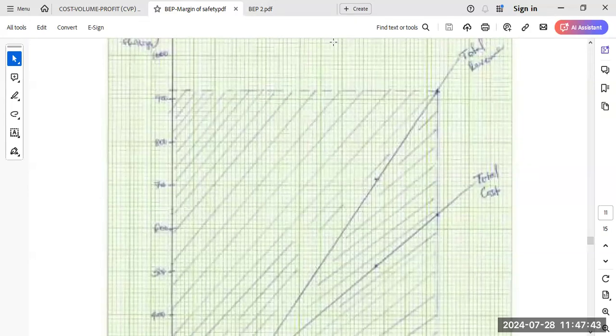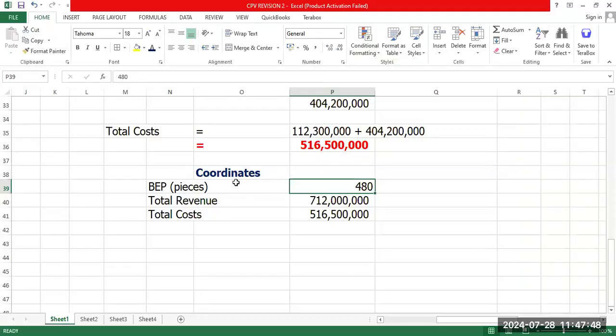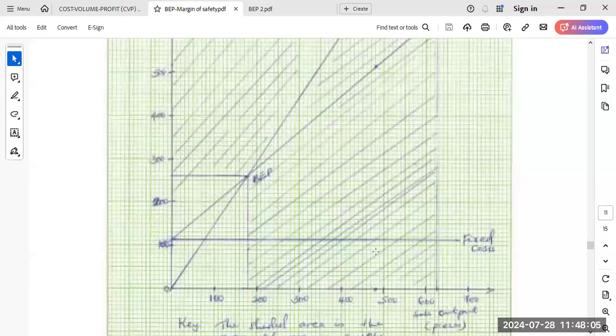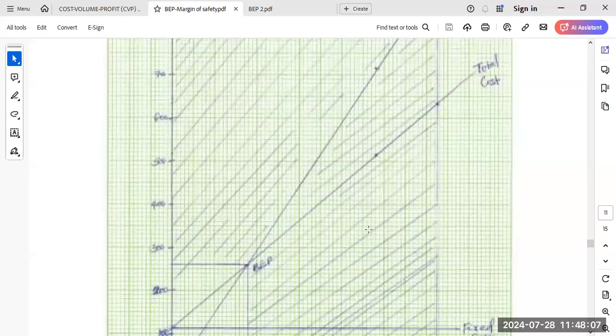Go to your coordinates. You can start from this one, 480. Then you are looking for, on vertical axis, 516. This is 480. You are looking for 516 on vertical axis, and it is around here. This is 500, 516 is around here. Then you go to the next coordinate.